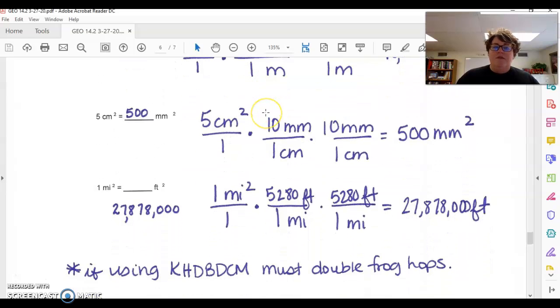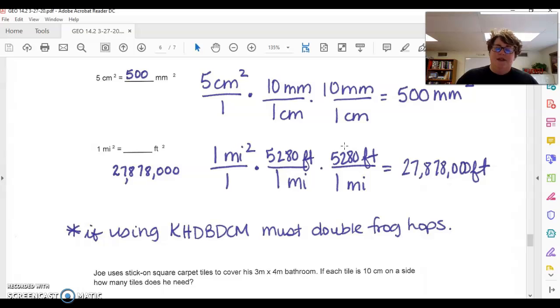Okay, the next one from millimeters to centimeters. So again, writing it down twice. And again, from miles to feet. You can't use your frog hops on here because this is not in the metrics. So remember, the frog hops or King Henry only works for the metrics.